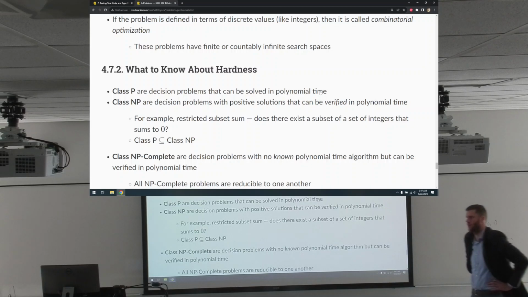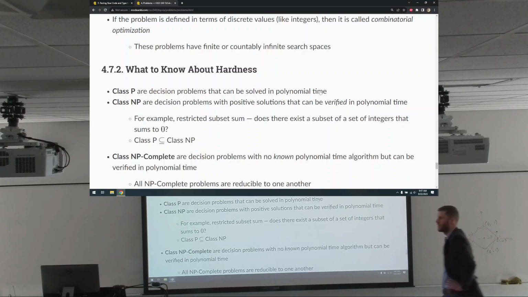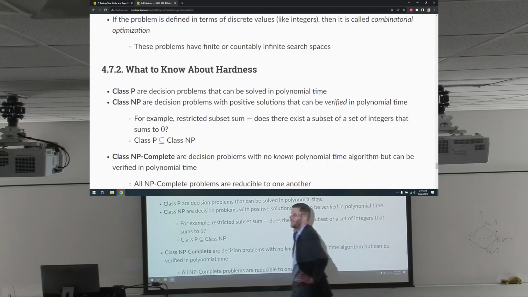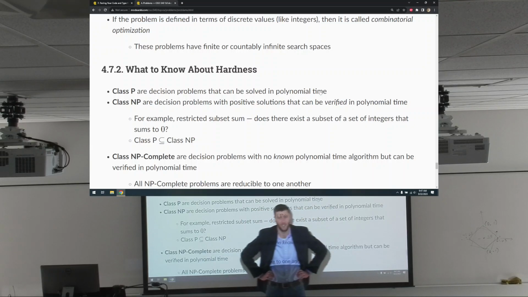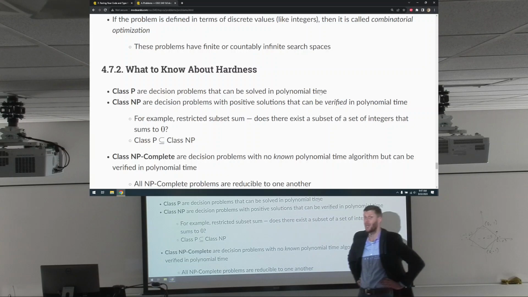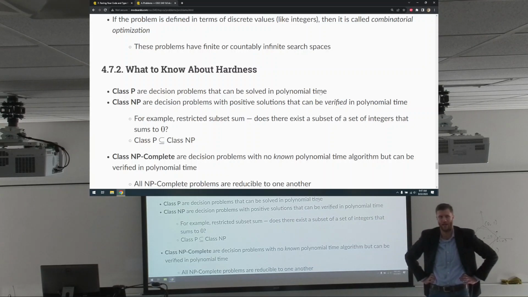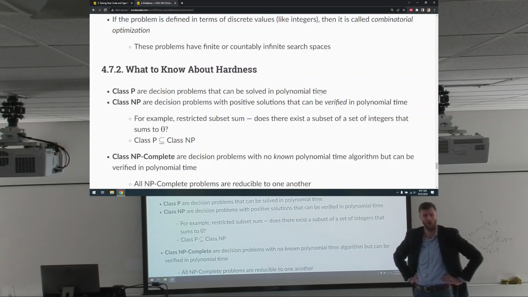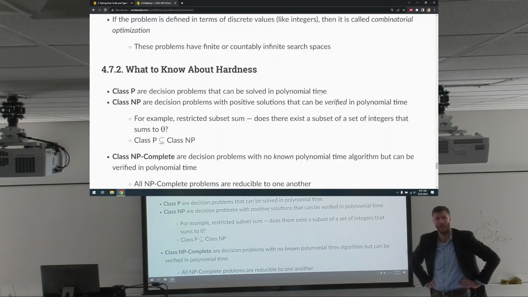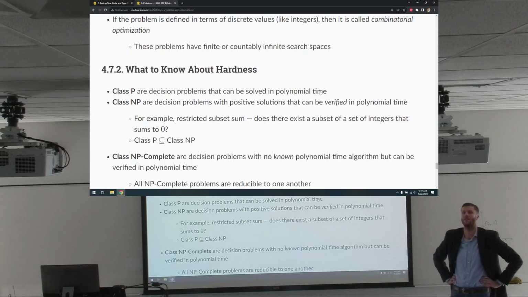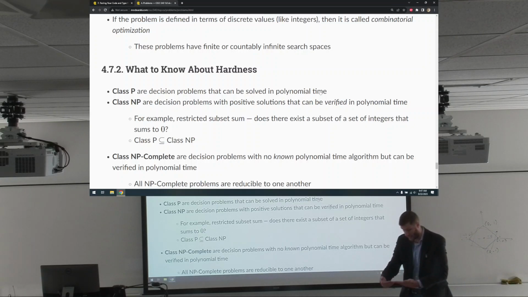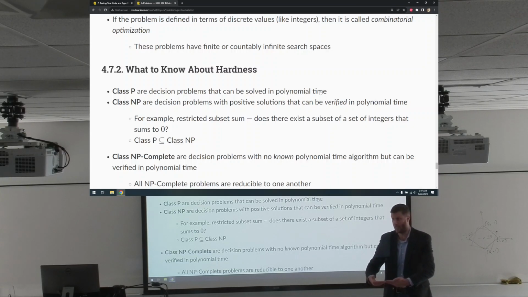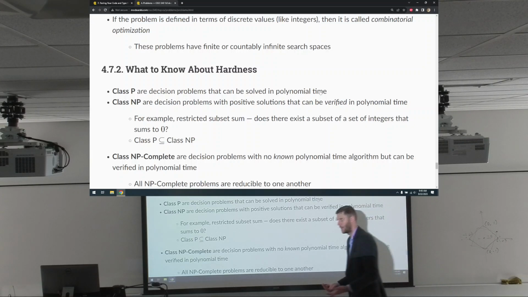This would be an example, a restricted subset sum. Does there exist a subset of a set of integers that sums to 0? If I gave you a set of integers and I asked, is there a subset in here that sums to 0? This is a very hard problem. But if you gave me a solution that said, yep, here is my solution that does sum to 0, I can look at it and calculate it pretty easily, right? Basically, you give me a collection of integers and I add them together, does it add to 0? I can do that in polynomial time.